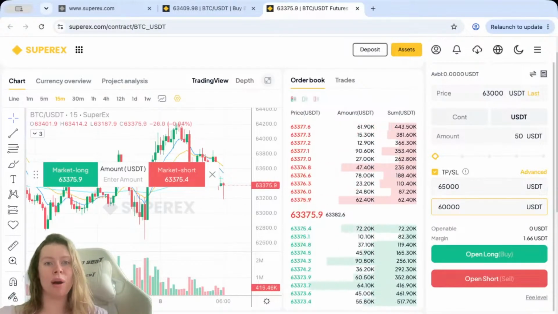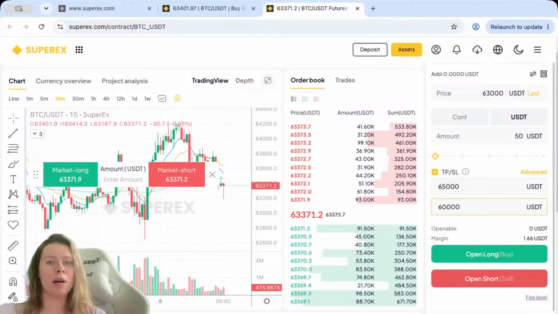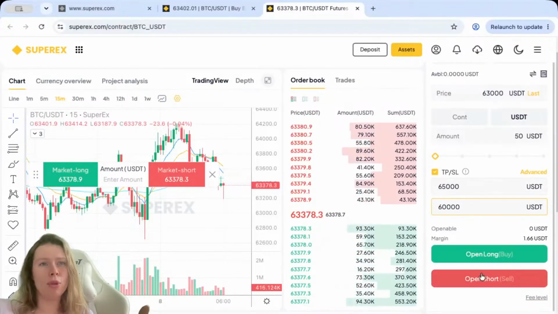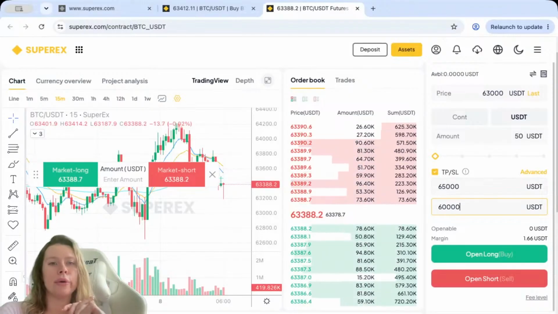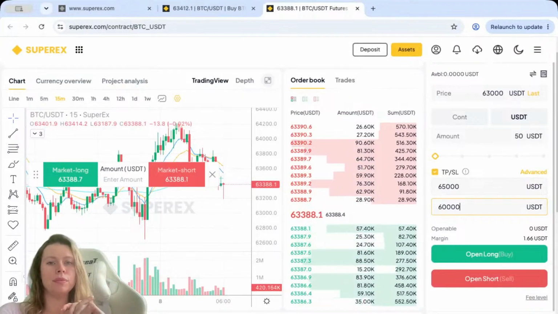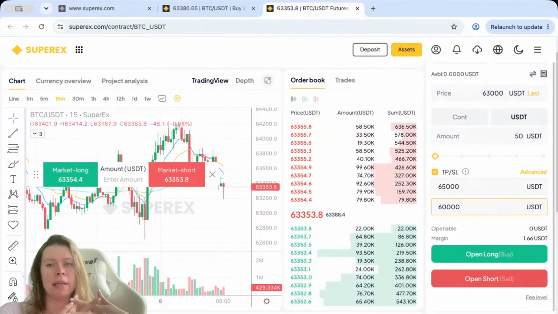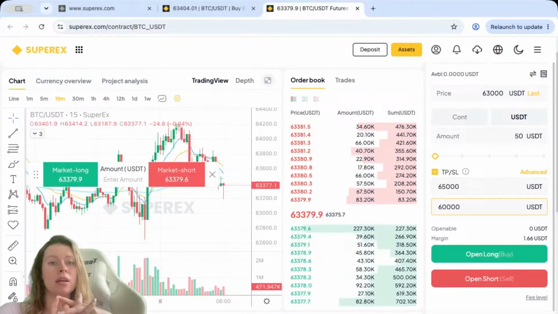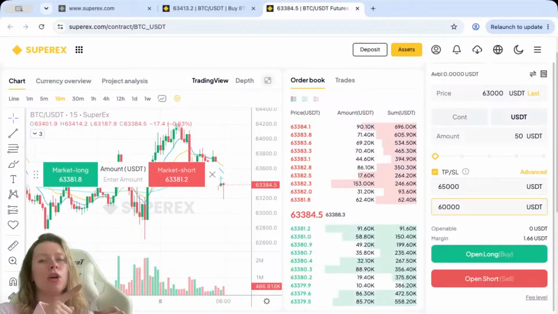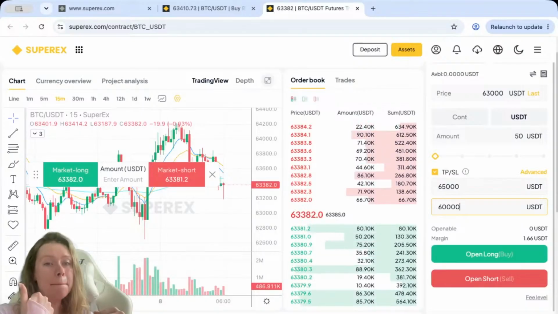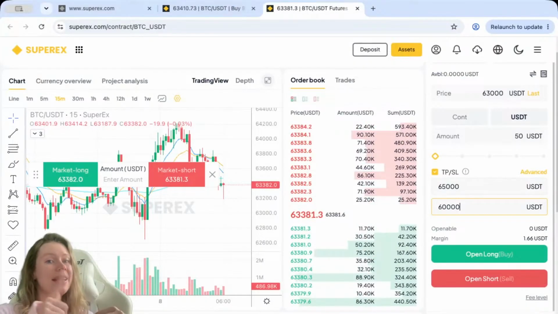What you then do after that is you can choose open long or open short. Let's do a bit of an overview of what that means. I would be choosing the open long button because open long means I'm betting Bitcoin's going to, oh, actually, no, I think I'd probably go open short. So if I clicked open long, that means I'm betting that Bitcoin's going to go up, whereas open short means I'm betting that it's going to go down.